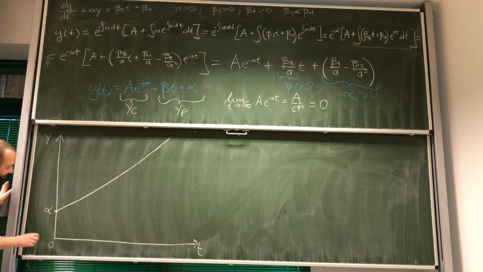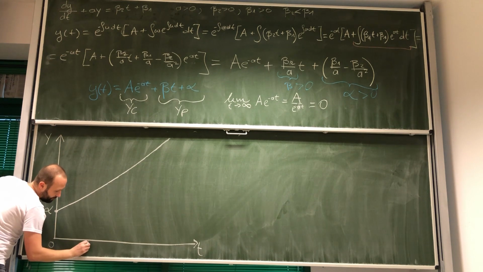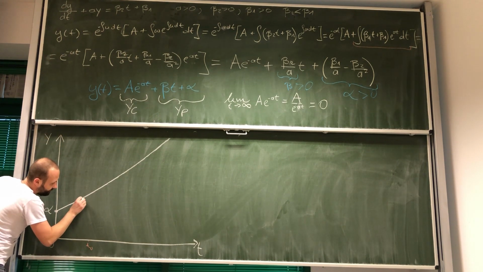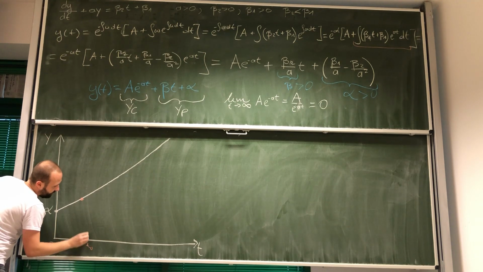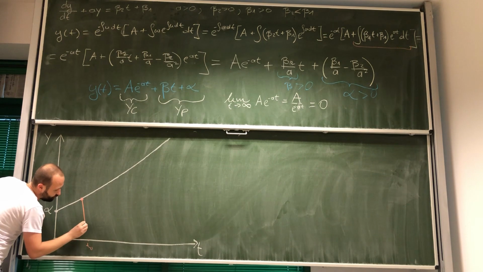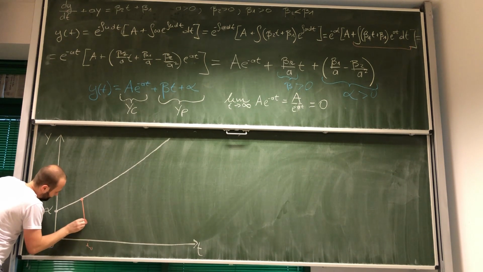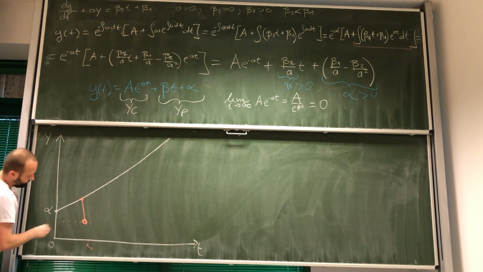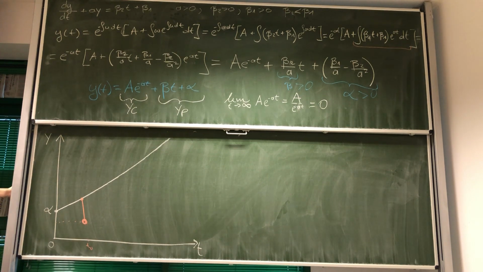So let's just say that at time t0 there was some negative shock to the economy, and as a result, GDP dropped to this level. Now, what will happen later?